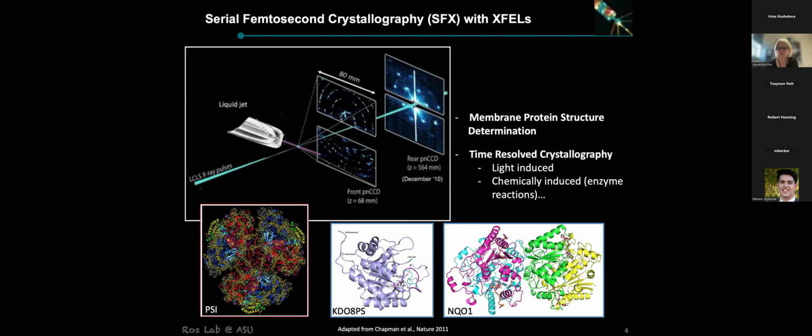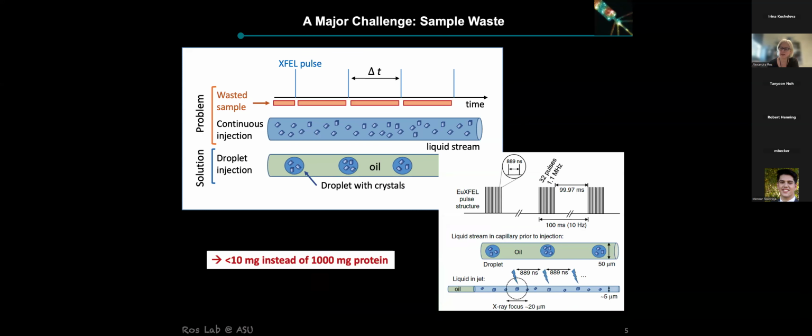So it is still a very popular method, and as we have seen, the sample consumption rates are particularly high for these GDVN methods. So we have been working on attacking this issue and contributing to reducing the amount of sample used in serial crystallography with liquid injection with a droplet approach. So sample consumption remains a major challenge.